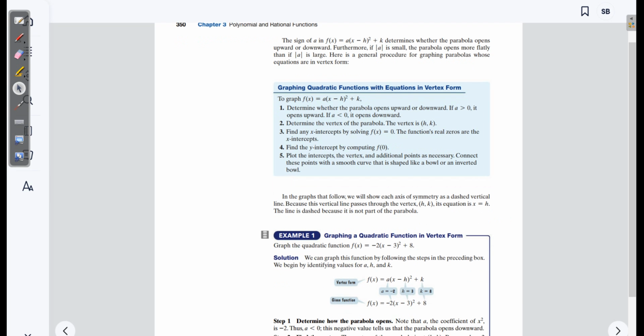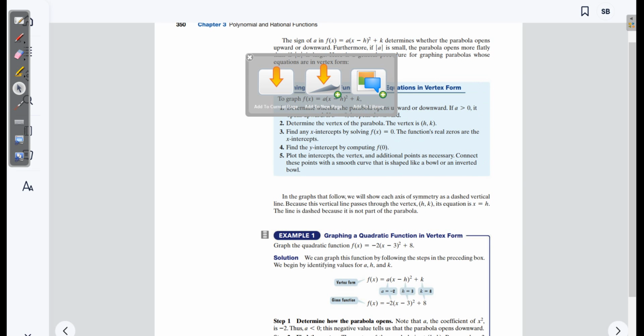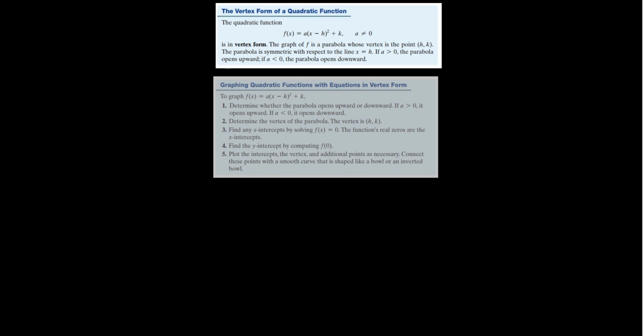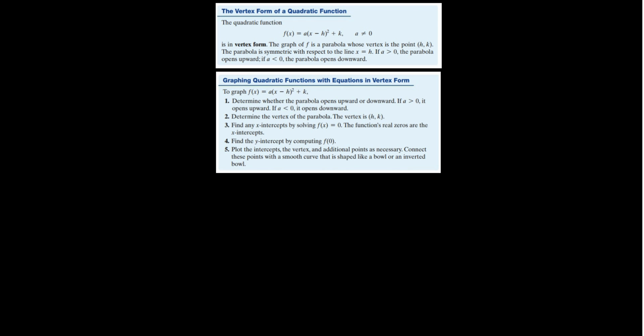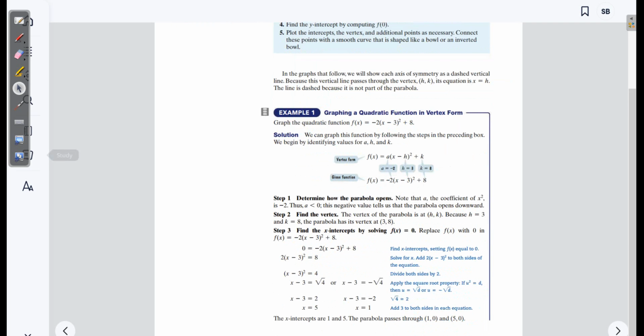All right, so graphing quadratic functions with equations in vertex form. What we're going to do is look at these equations, figure out all the characteristics of the equation, and then graph it. For this, I'm going to do a rough graph, and then I'm going to snip the prettier graph, the one that the textbook has. What we're going to do is determine whether the parabola opens upward or downward. That's pretty easy, if it's positive or negative. We're going to determine the vertex, which is going to be (h, k). We're going to find any x-intercepts, find any y-intercepts, and then plot the intercepts and the vertex, and connect these dots, and we will have our equation. Okay, so let's go ahead and do example 1 here.